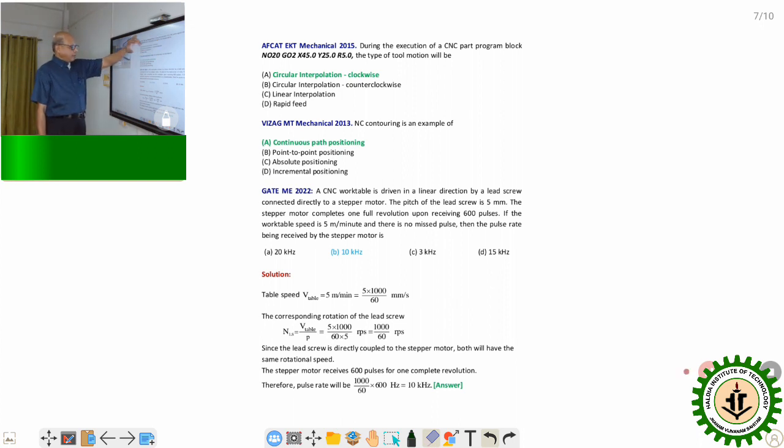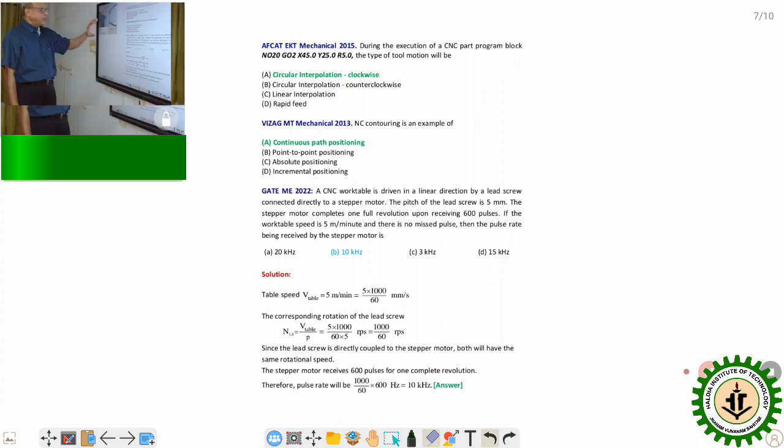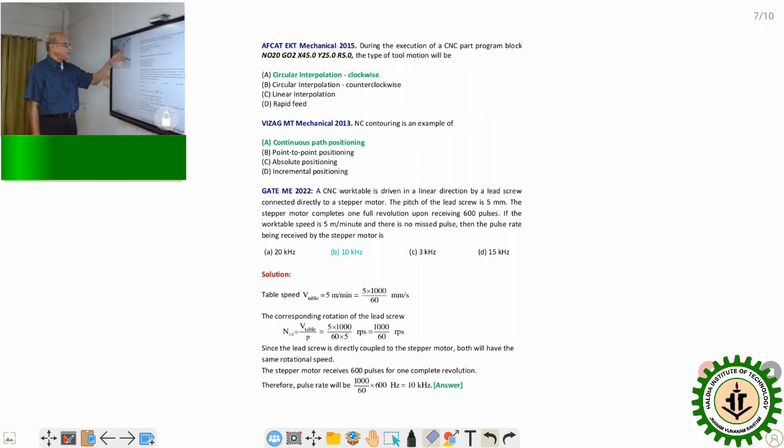During the execution of a CNC part program block, the command looks like N020, that is the sequence number or the line number, G02, that is, once again, circular interpolation clockwise. Coordinate values given are X45, Y25, R5. What type of tool motion will be there? Since it is G02, definitely circular interpolation clockwise. So A is the correct option. That is the first one.